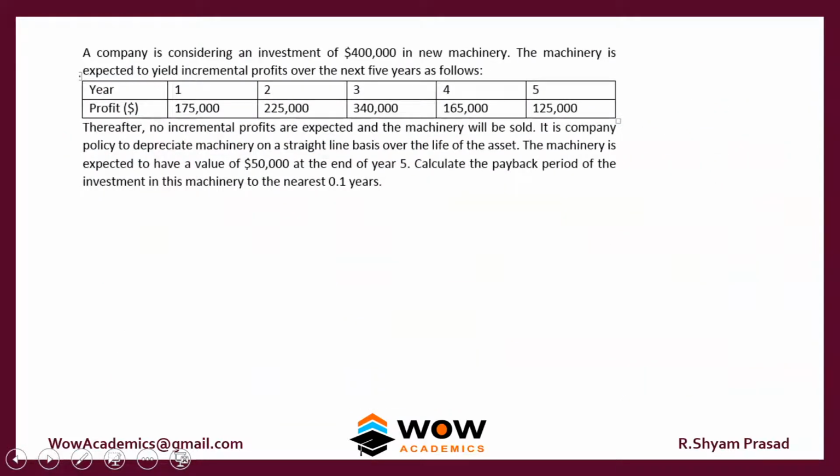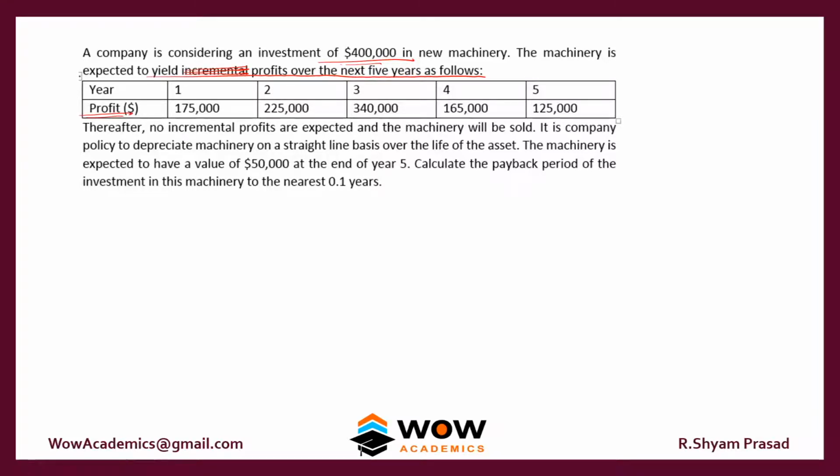So here's another problem which is very similar to the last problem, but there is a difference here. A company is considering an investment of 4 lakhs in new machinery. The machinery is expected to yield incremental profits over the next 5 years as follows. I think we'll strike off the word incremental, that is not correct. So expected to yield profits over the next 5 years as follows. These are the amounts you got, but it's profit.